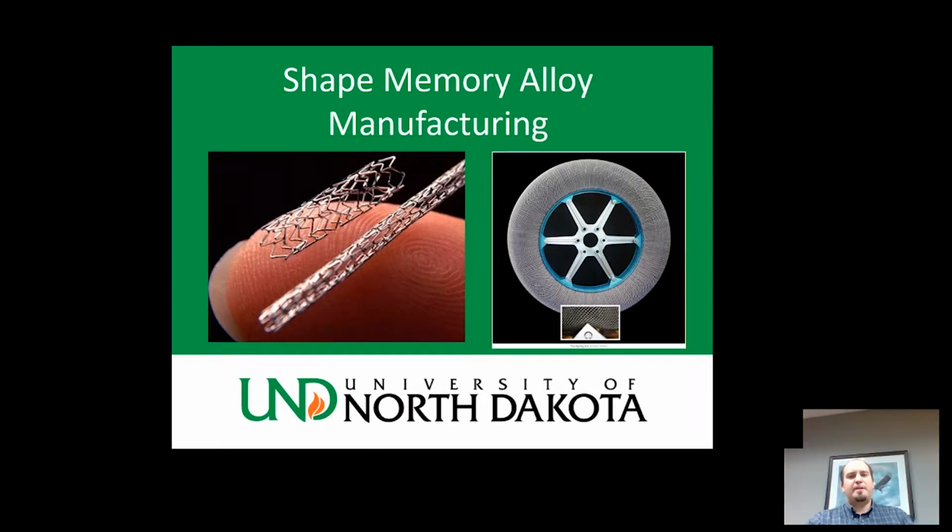Today we're going to talk about shape memory alloy manufacturing. Shape memory alloys, also known as SMAs, are a unique category of metals with amazing capabilities. They display behaviors that are not possible with other metals and are described by the shape memory effect. They have an ability to deform by large amounts compared to other metals and recover their original shape.